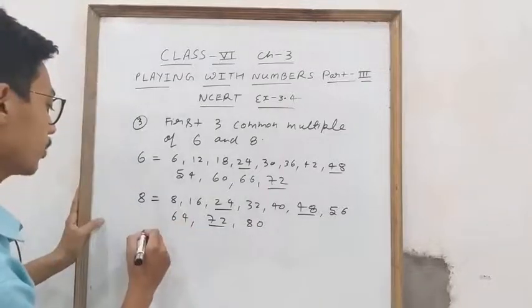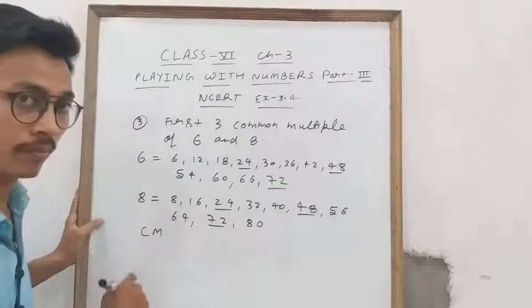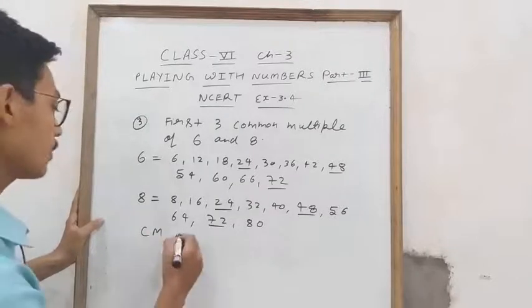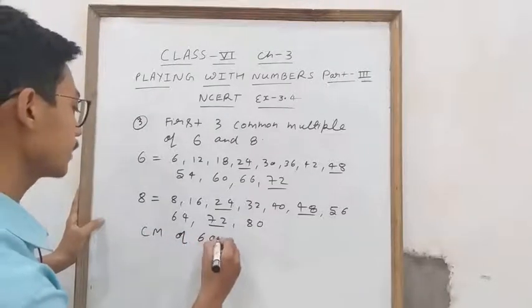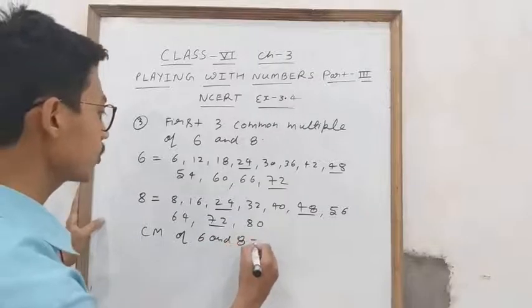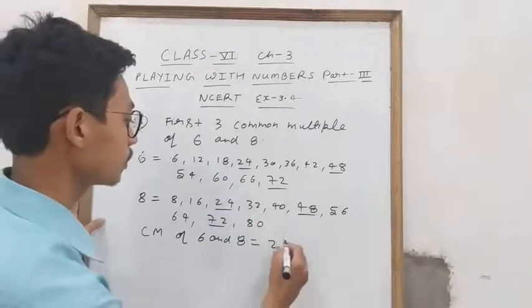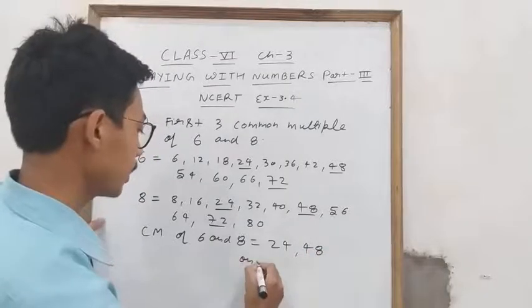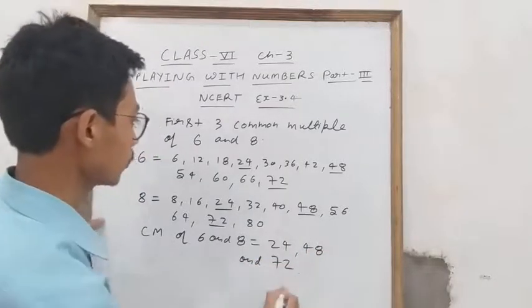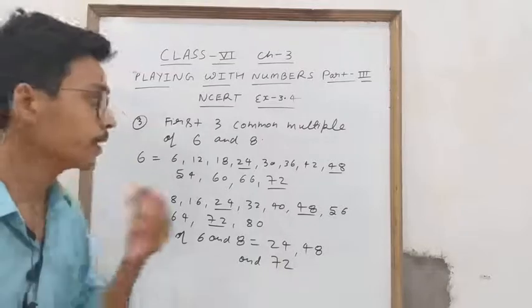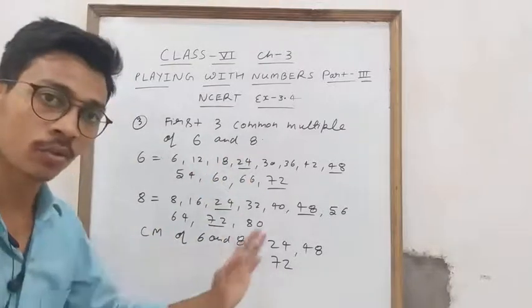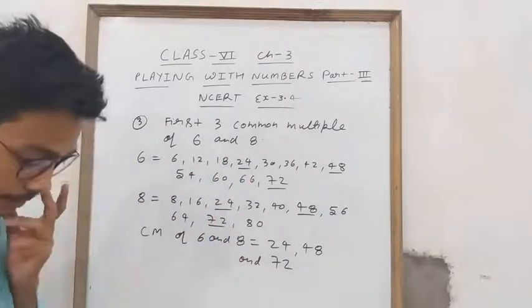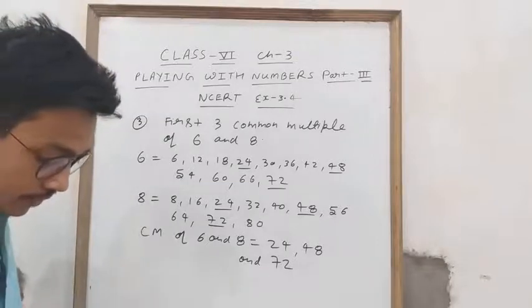Now you will write down common multiple, that is CM. Common multiple of 6 and 8 is equal to what student? First is 24, 48 and 72. Clear student? These are the common multiples of 6 and 8. So by this you will find out. Clear student? Now next question is given.